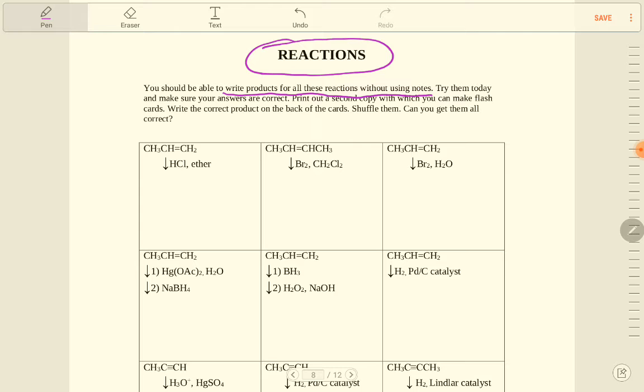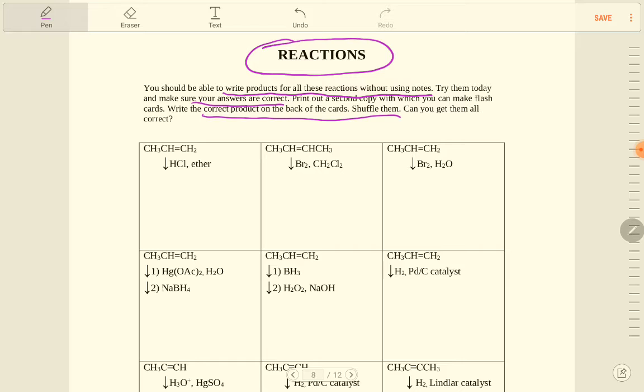You need to try them and make sure your answers are correct, and print out a second copy with which you can make flashcards and write the correct product on the back of these cards and shuffle them. That way you try to memorize them and apply it.